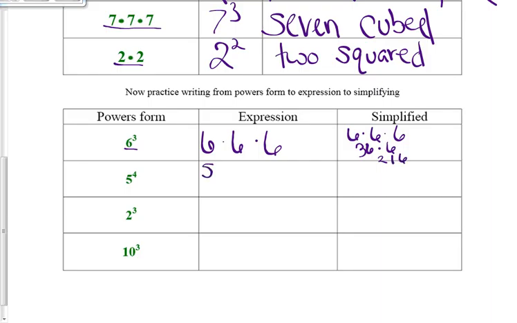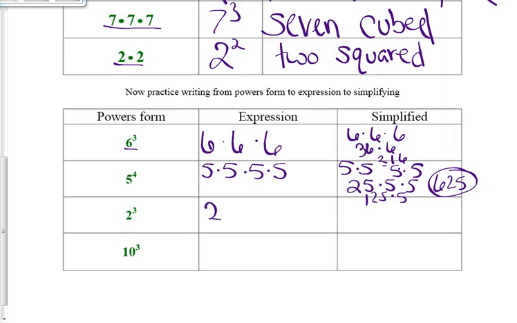Here we're going to do 5 times 5 times 5 times 5, and we're going to write it out over here. 5 times 5 is 25, times 5 times 5. 25 times 5 is 125, times 5, and 125 times 5 is 625.